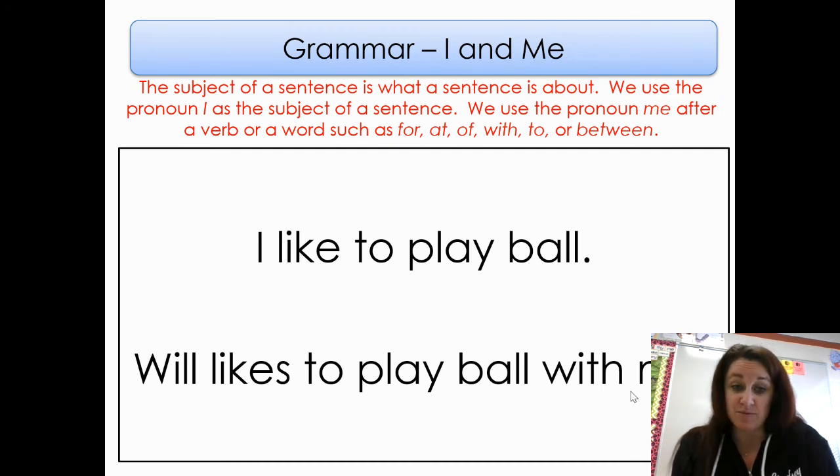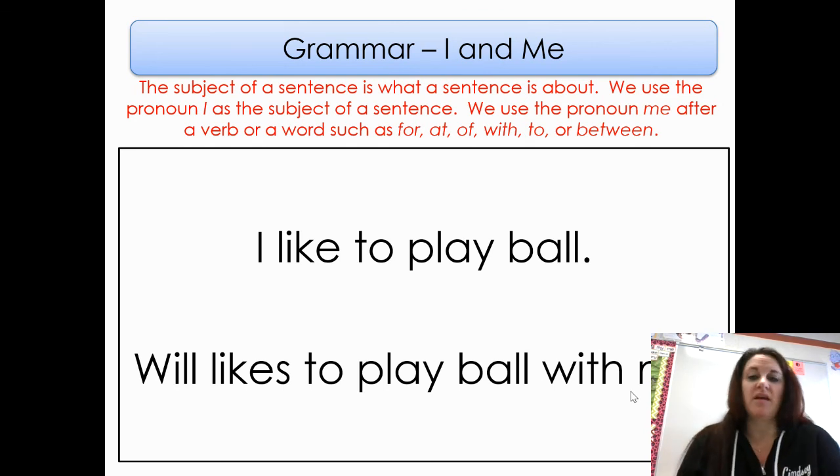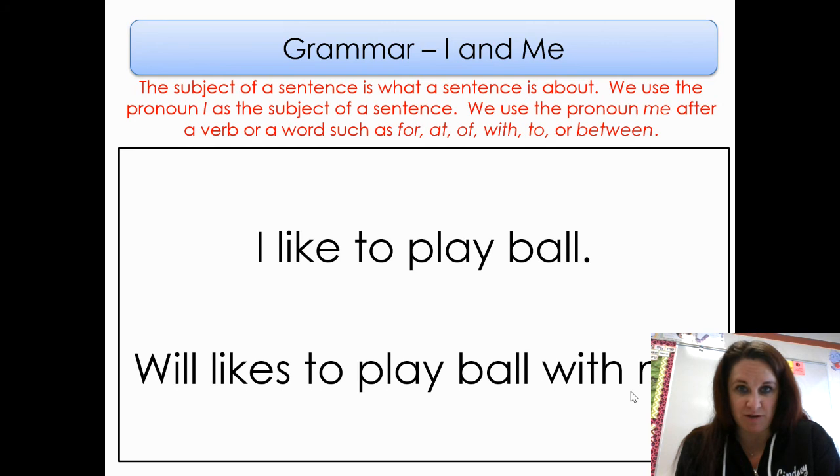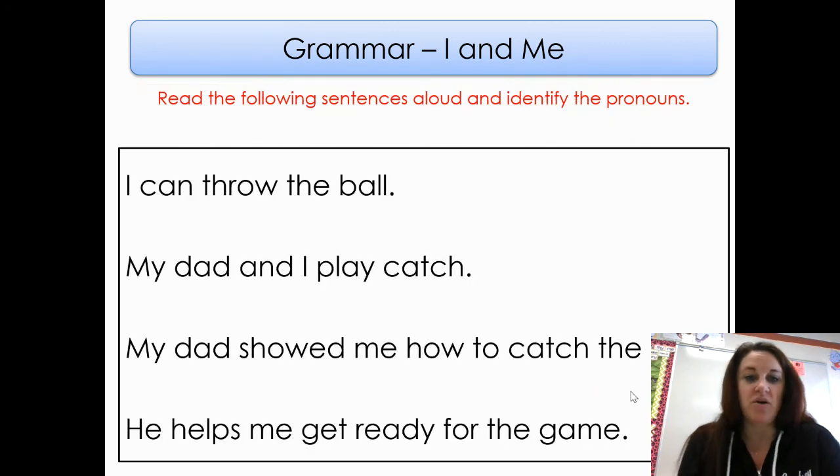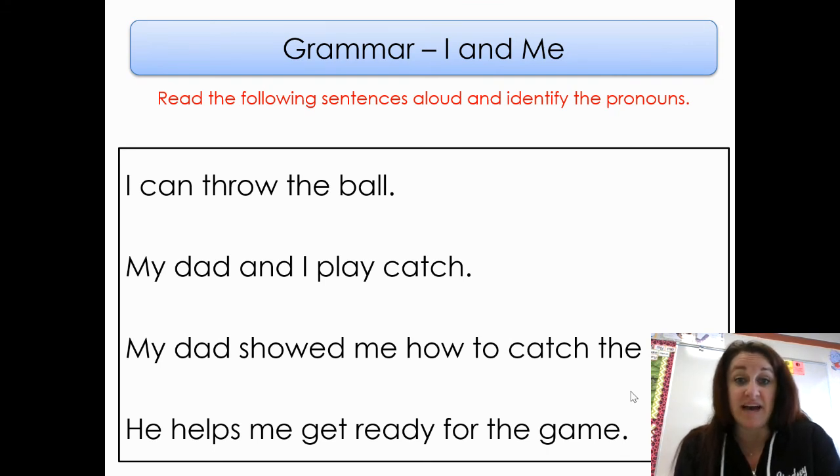Now let's go to the next one down. "Will likes to play ball with me." Now my subject in that sentence is not the word I, it's actually Will. Will is my subject because my verb is still likes. To play is another verb phrase. And then we use the word me because what was the word right before it? With. Very good. So let's read the following sentences and identify the pronouns I and me, and if they're the subject or if they're not the subject.